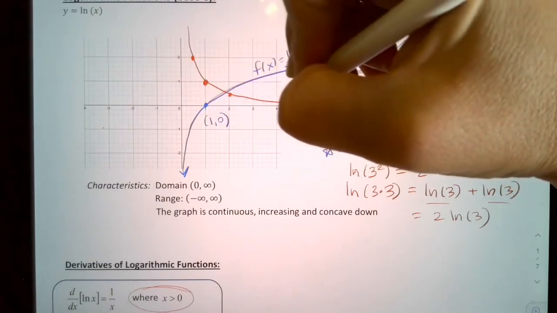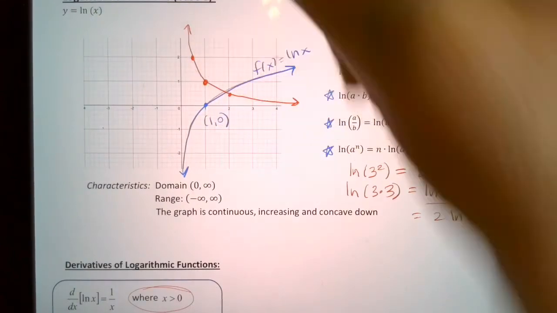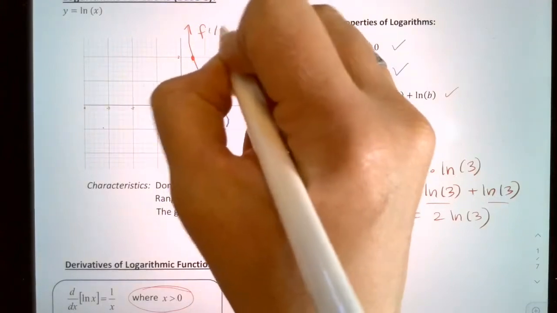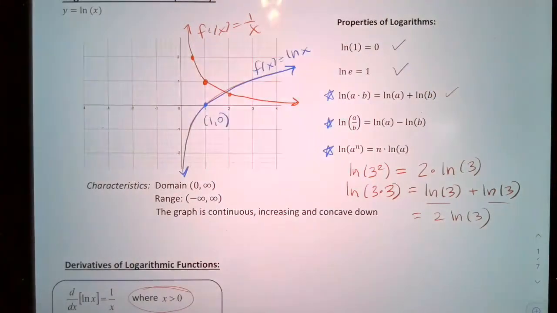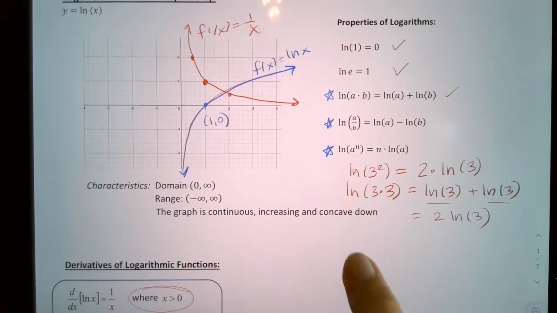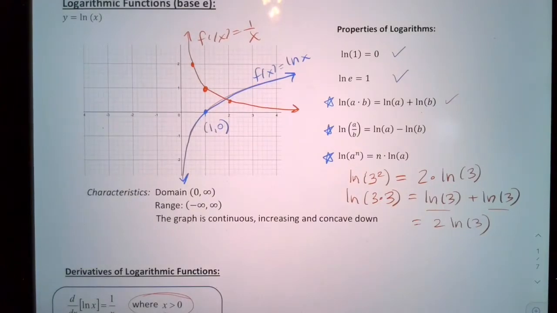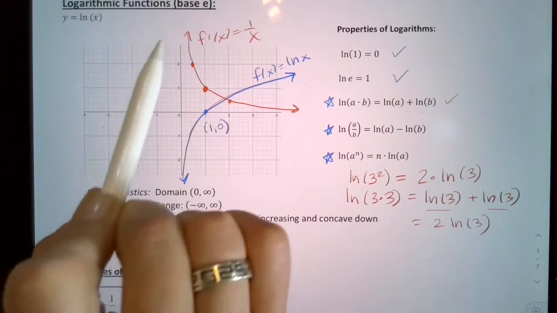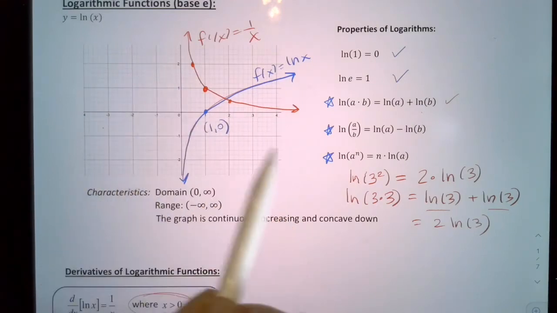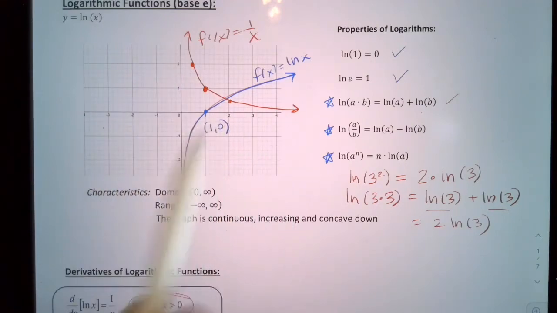I'm going to label that as f prime. It's just nice to see a function and its derivative on the same set of axes so we can talk about it here. The domain of this function, of the natural log, remember, is 0 to infinity. That's why we have that kind of notation there on the derivative. It's only defined where x is greater than 0.